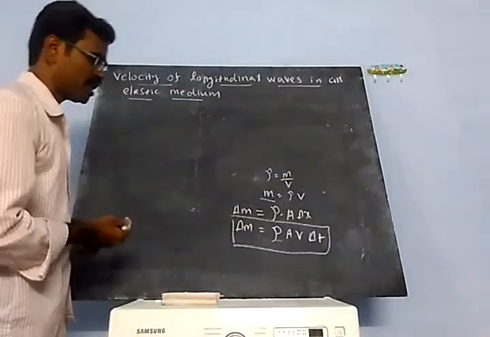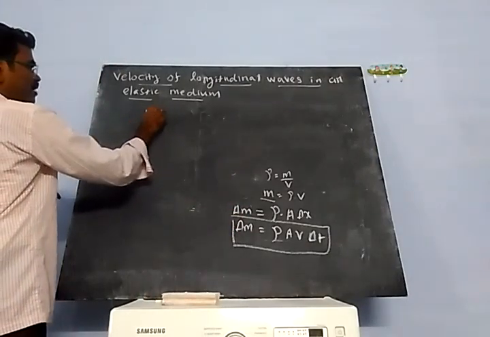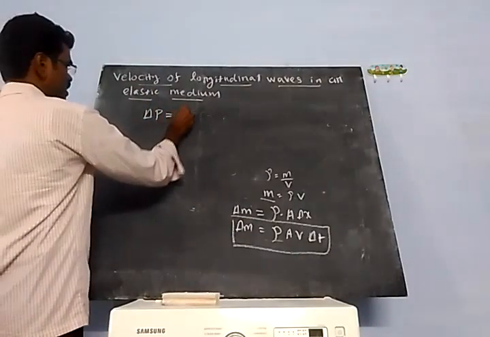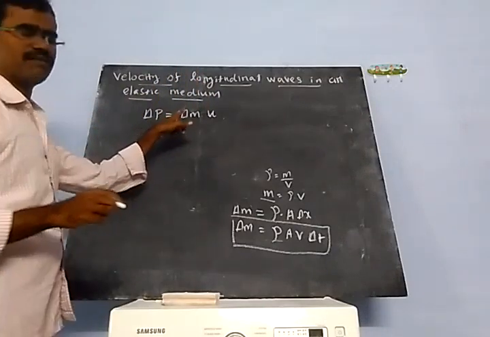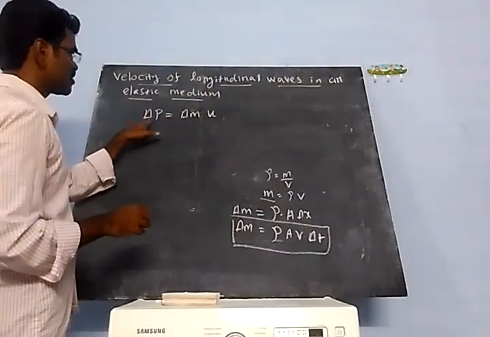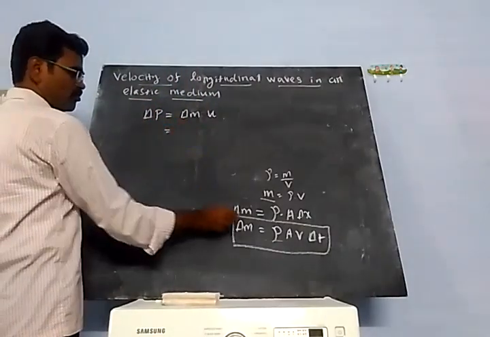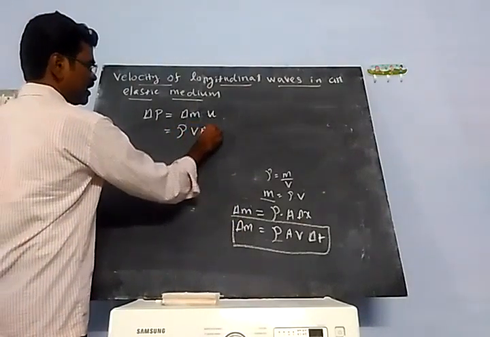Del m is equal to rho A V into del t. Next I am going to find the change in momentum. Change in momentum is equal to changing mass into velocity u, since momentum is mass into velocity. So del p is equal to del m into u, and substituting del m, del p is equal to rho V A u into del t.